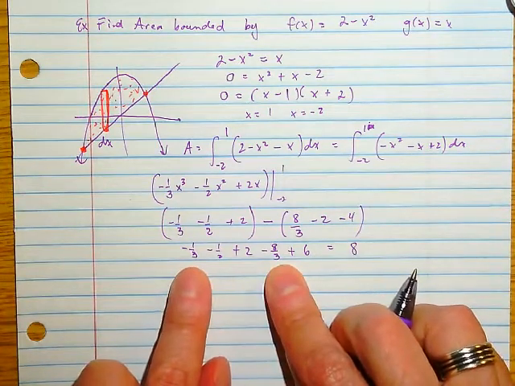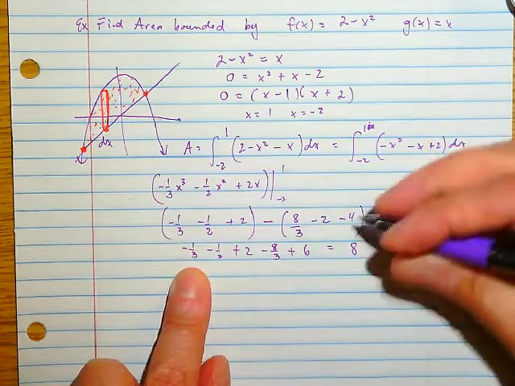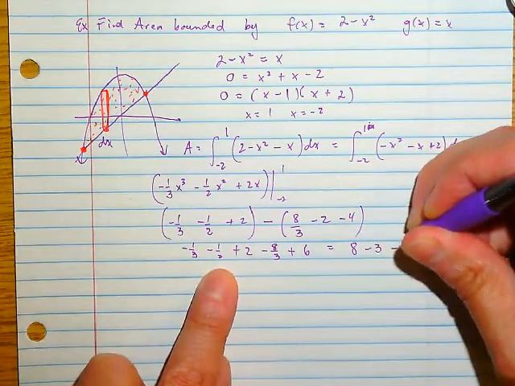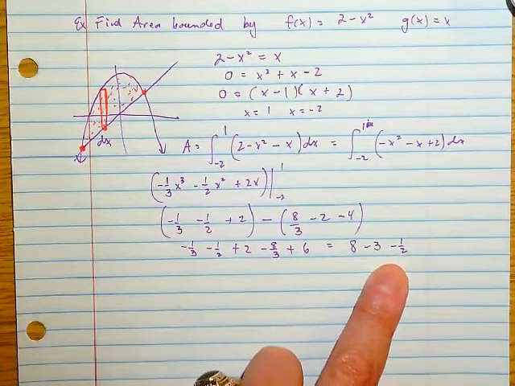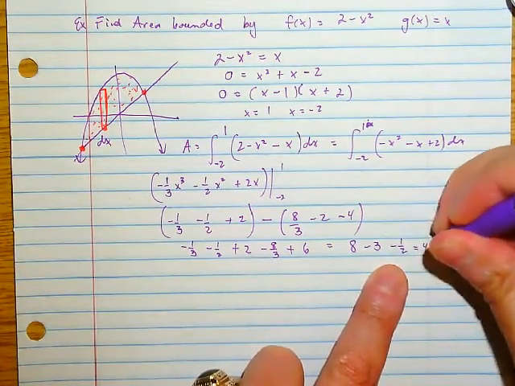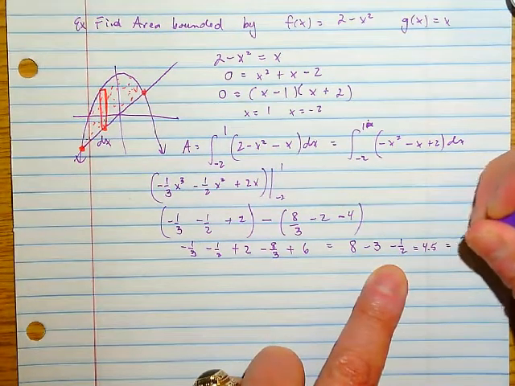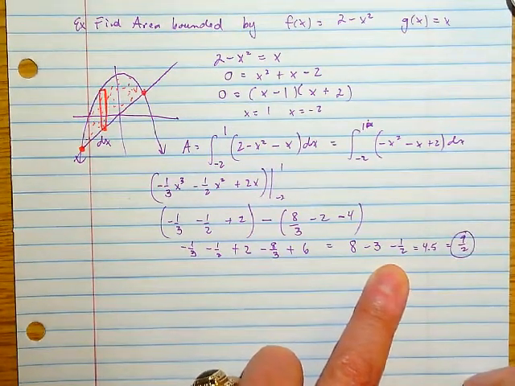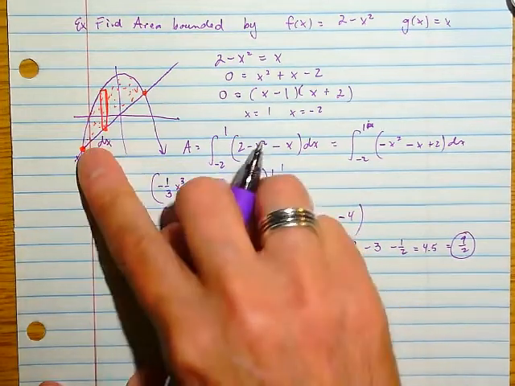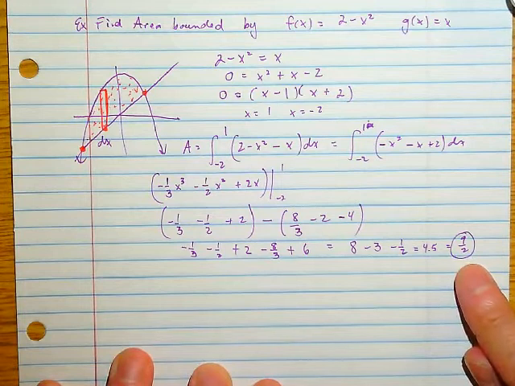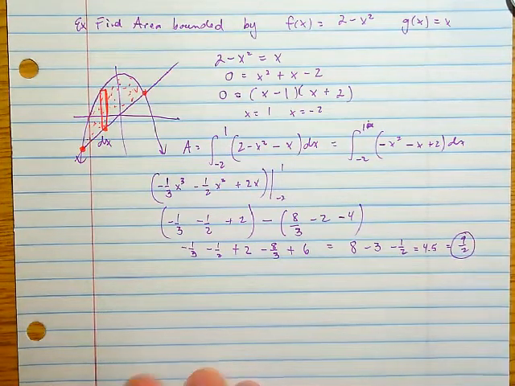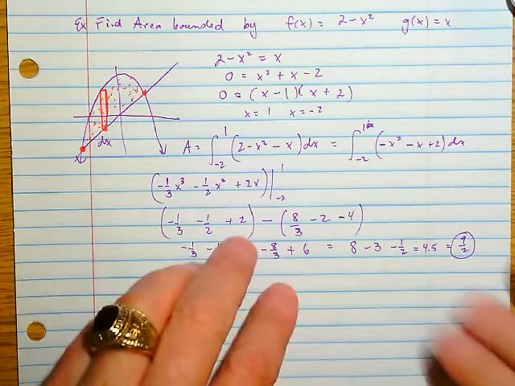Negative 8/3 and negative 1/3. Isn't that negative 9/3? Negative 9/3, that's minus 3. Minus 1/2. 5 minus 1/2. What some of you would call 4.5. What I would call 9/2. Okay? So we found the area of the curve bounded by this and that to be 9/2 or 4.5. So again, I don't think this topic is hard. The setup can be fun, challenging, whatever.